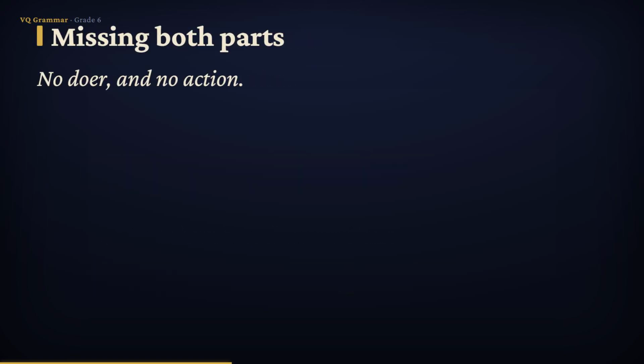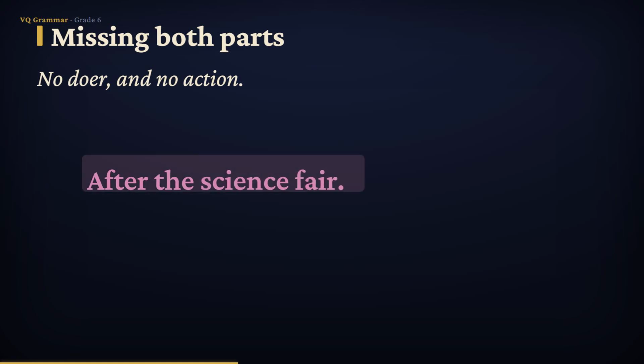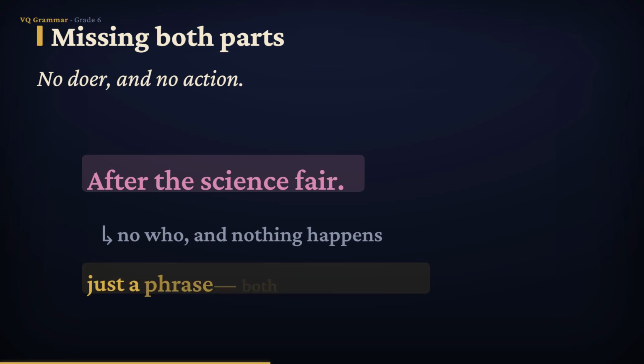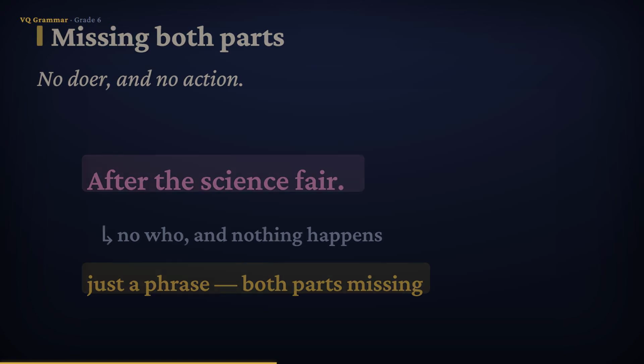And here's the trickiest kind, missing both parts. After the science fair. Look closely. Is anyone named here? No, there's no subject. Does anything happen? No, there's no predicate either. This is just a phrase that tells us when something might occur, but it names no doer and shows no action. With both parts missing, it's a fragment through and through.